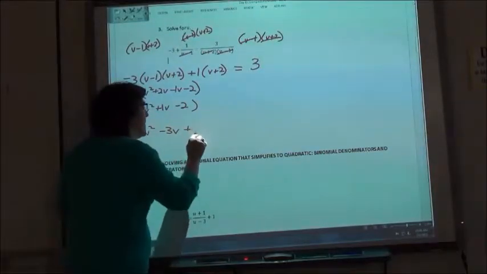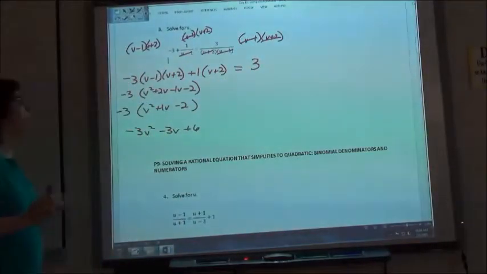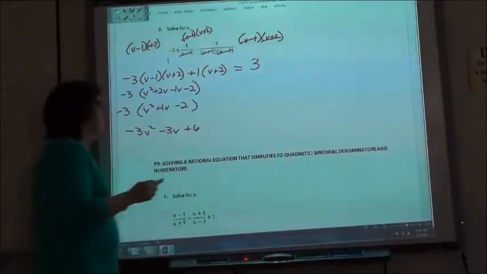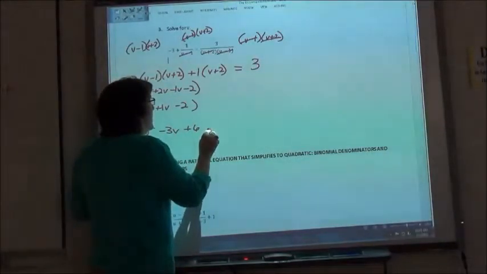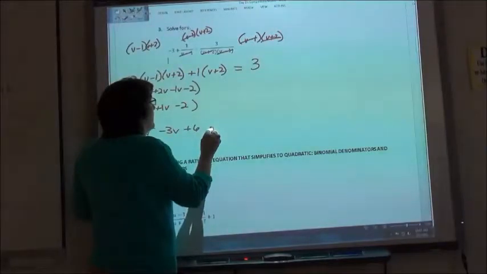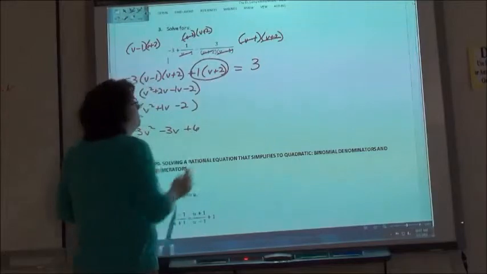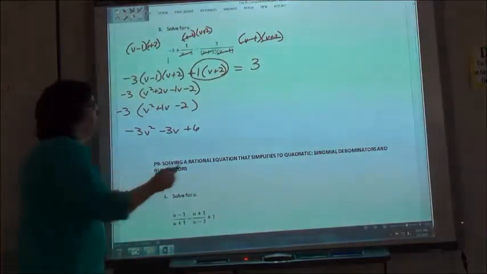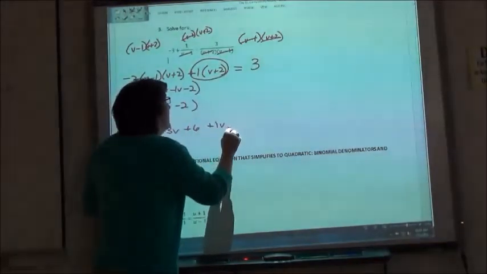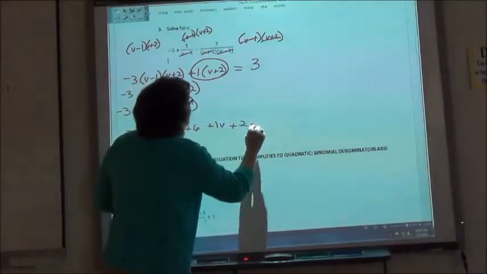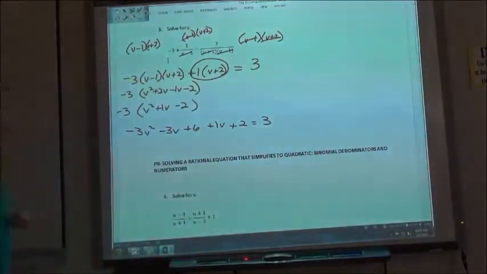Now if we keep going, multiplying out that other set of parentheses, it's plus 1v plus 2, equals 3. Okay, now what are we going to do with that?